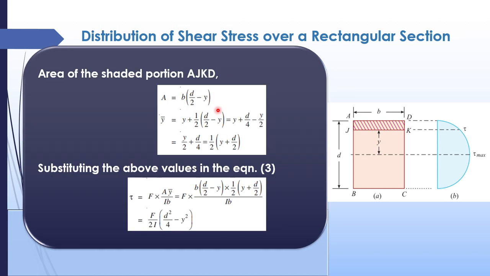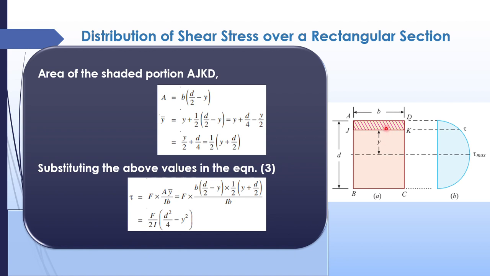Now y bar. Y bar is nothing but the distance between the center of gravity of this particular section and the neutral axis of the section. We are taking this as the strip. The distance from the centroid of that strip to the neutral axis of this section is called y bar.